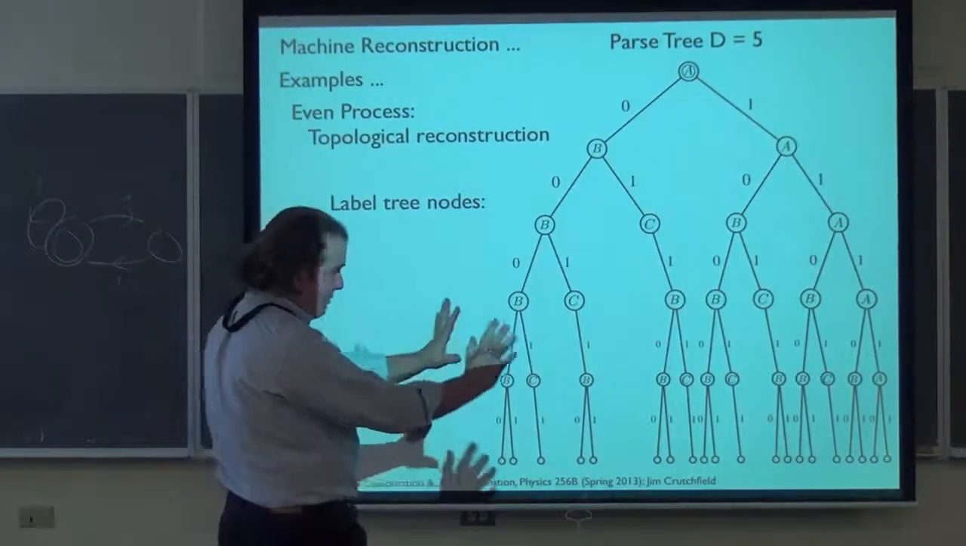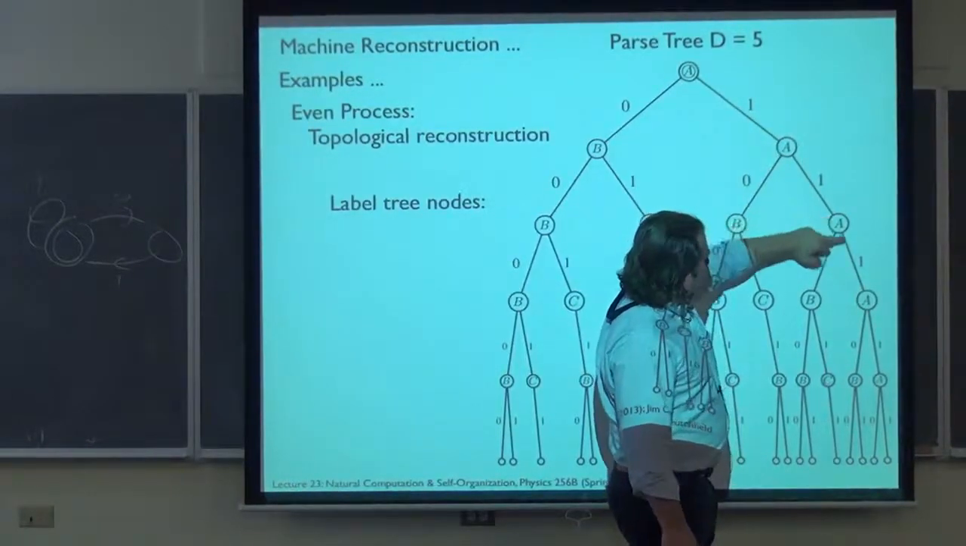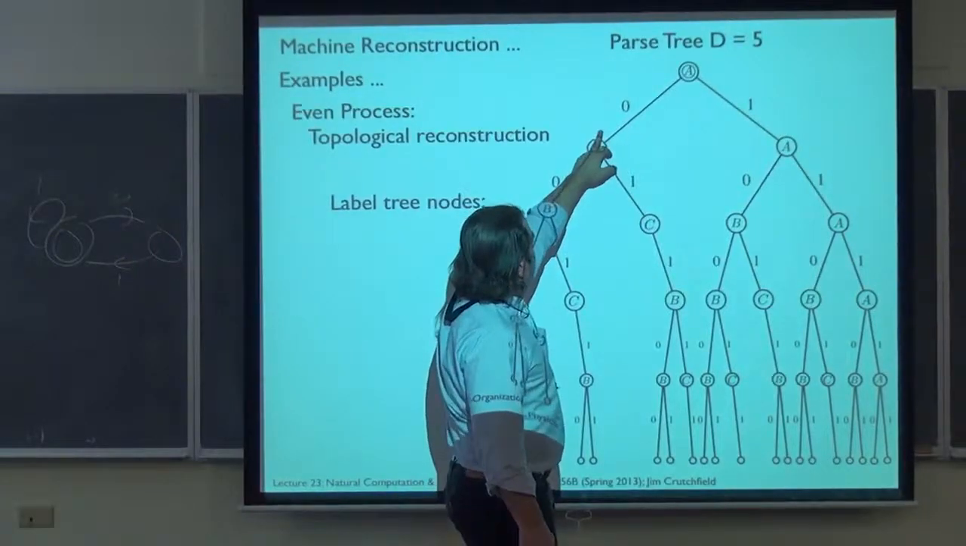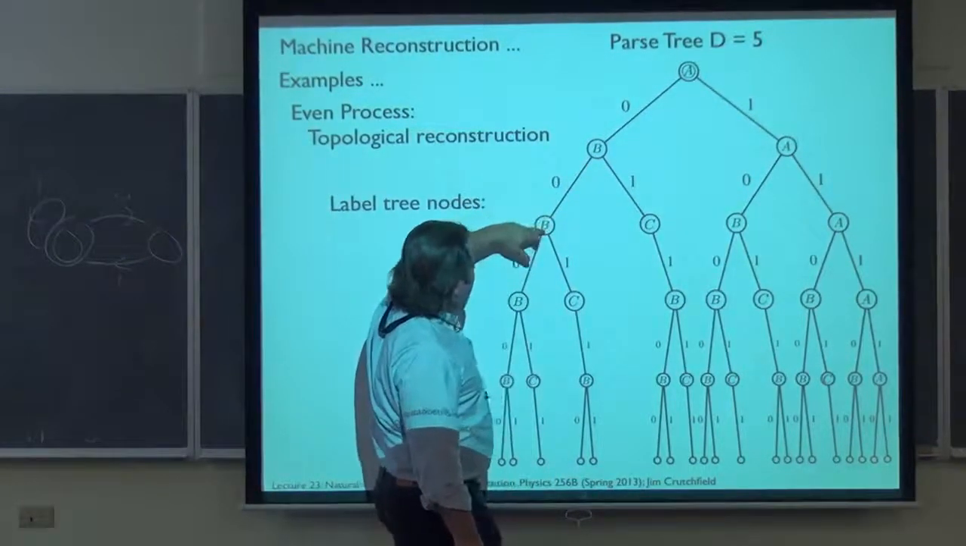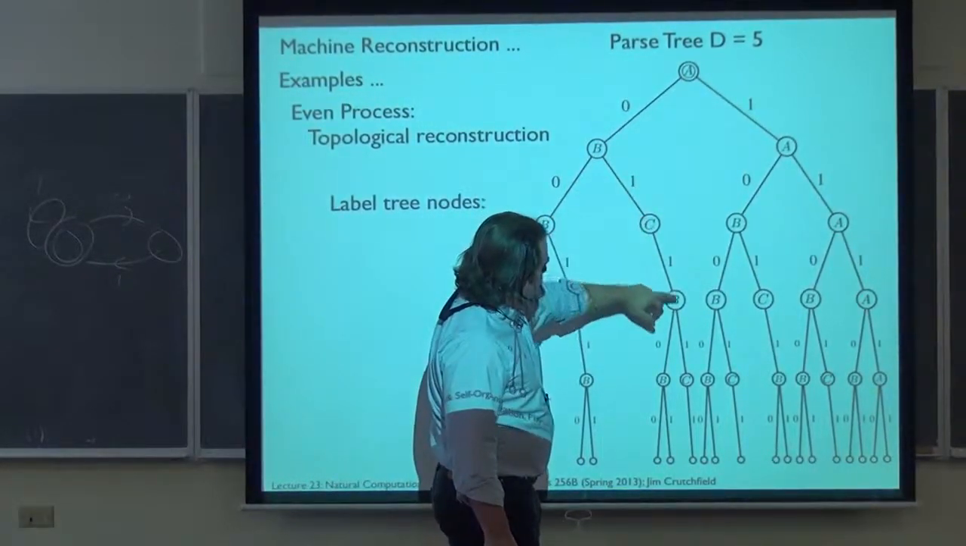Okay. So what does this tell us? Topologically, A goes to A on a 1. A goes to B on a 0. B goes to B on a 0. And B goes to C on a 1. C goes to B on a 1, and so on.